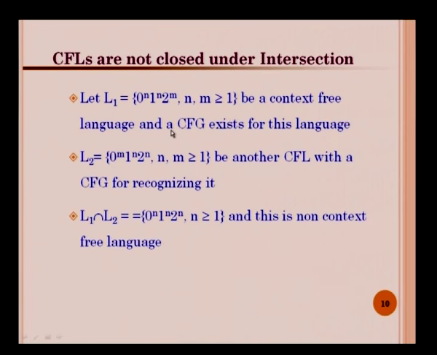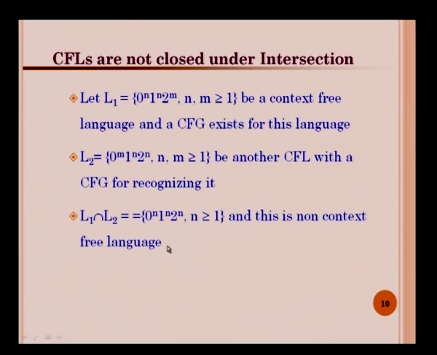When you take the common strings among these two, we will have strings of the form 0 power n followed by 1 power n followed by 2 power n, because here we have 0 power n and there we have 0 power m. That is the difference, and here we have 2 power m and there we have 2 power n. But when you take the common strings, it is strictly required that the number of zeros, ones and 2s are the same. That means the intersection language of L1 and L2 will be 0 power n, 1 power n and 2 power n, where n is greater than or equal to 1.